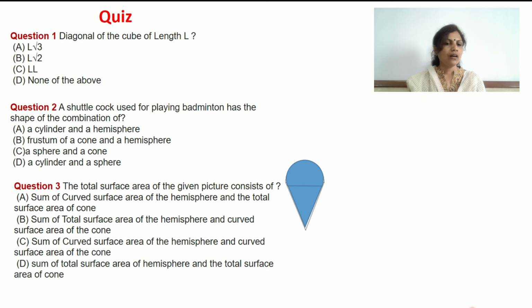Question number 2. A shuttlecock used for playing badminton has the shape of the combination of. Now bring the shuttlecock in front of your eyes and check out it is a combination of which two solid figures. You have got 4 options in front of you. Quickly read the options and write down the correct option.